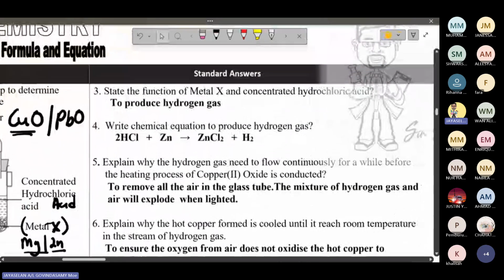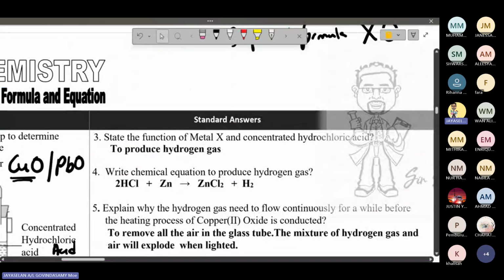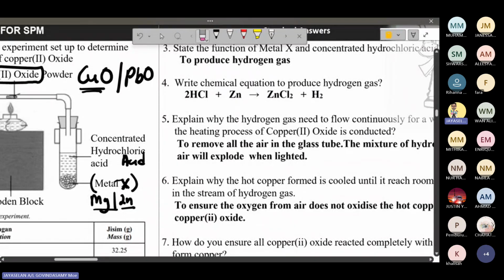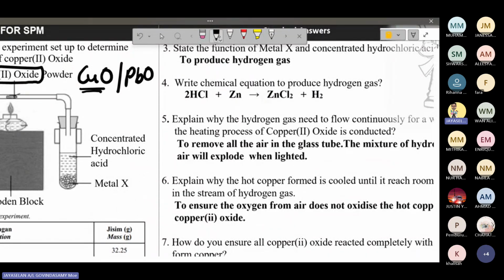Okay, now they will ask what? State the function of metal X and concentrated acid. So diorang punya function ini, okay, this metal X and concentrated acid react, they will produce H2 gas.